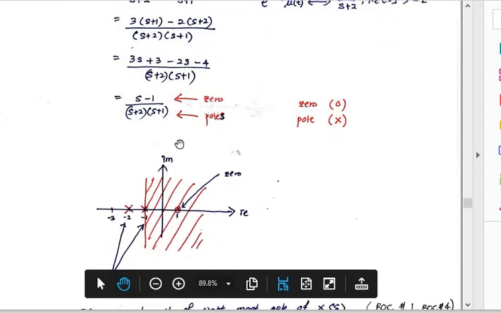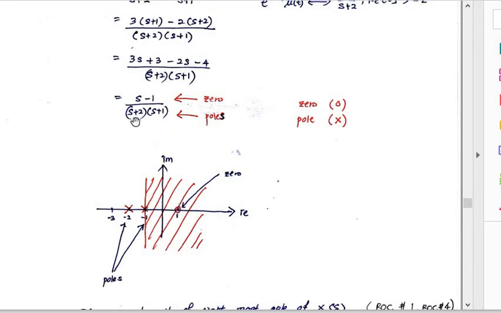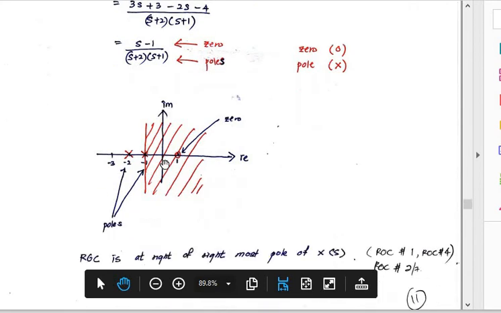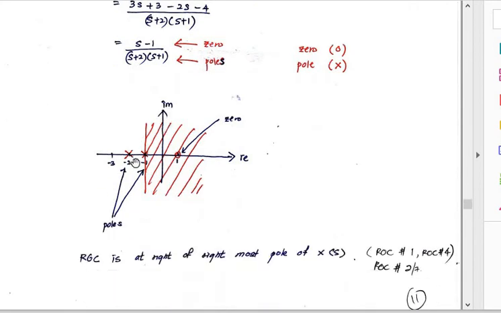Then we can plot in the S-plane. We call this the S-plane, which consists of the real and imaginary parts. So s minus 1 means s is equal to 1. Here we put a circle at 1 to indicate a zero. And then we have pole values s equal to minus 2 and minus 1. We need to plot the ROC, as the question requires.